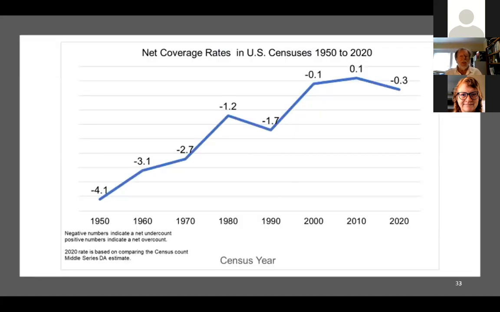This shows the 2020 net undercount rate of minus 0.3% relative to earlier censuses. As you can see, it's relatively good compared to other censuses. It's a little worse than 2010 and a little worse than 2000, but in general, the overall net coverage rate in the 2020 census is not bad by most, certainly by historical standards. Next slide.